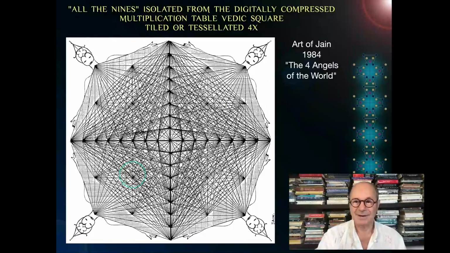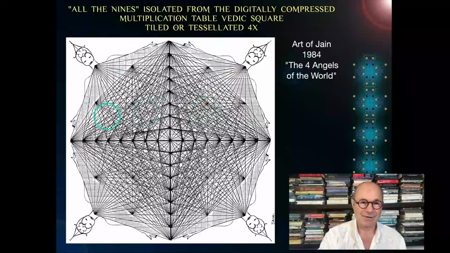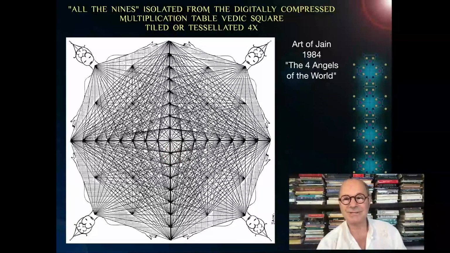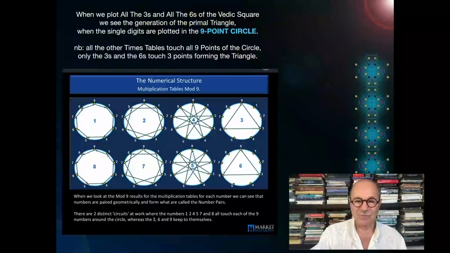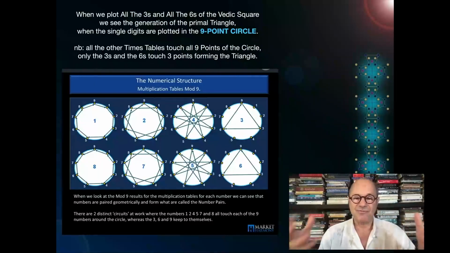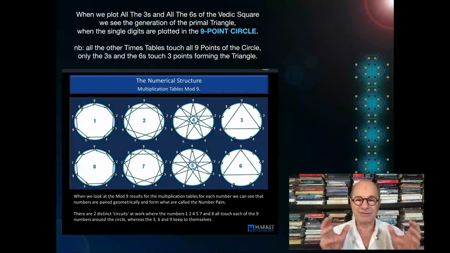I did this way back in 1984. So here's our original diagram in this quadrant, but I could tile this pattern 4 times and end up with some more exquisite tessellations, and I call this the 4 angels of the world. You can see that your multiplication table, which represents growth of cells like 2, 4, 6, 8, just represents life's continual process of renewal and growth, and it's reflected in this 9-point circle.